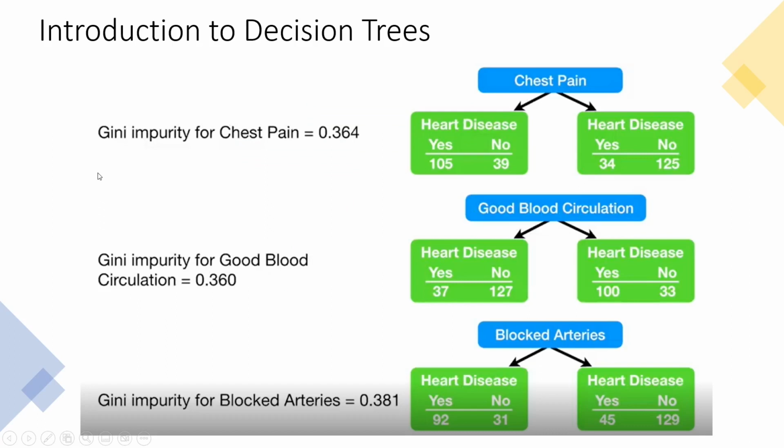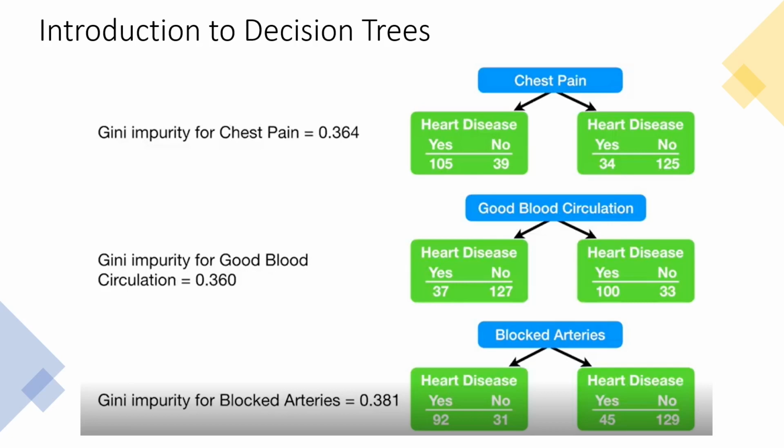And once we calculate the Gini index for all these subtrees, chest pain, good blood circulation, and blocked arteries, we select the one with the lowest impurity as the root node. And in this case, it's the good blood circulation, right? So we select this as the root node for our decision tree.